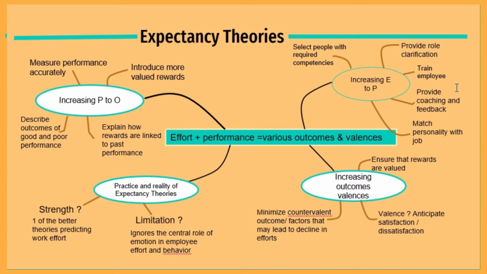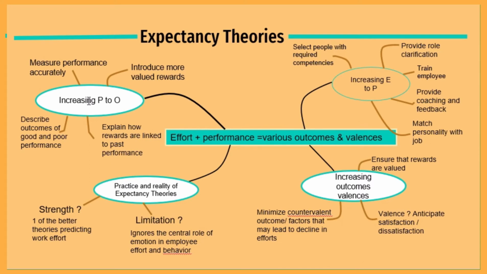How about increasing the performance to outcomes? P to O. It explains how we measure performance accurately despite outcomes with good performance. Encourage them to increase their effort and increase the performance by offering rewards, benefits, and so on.